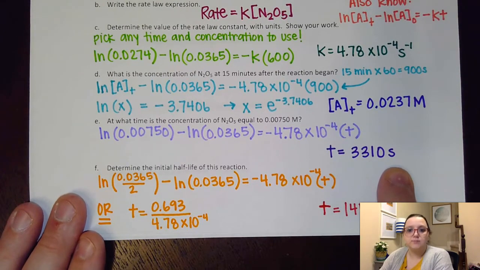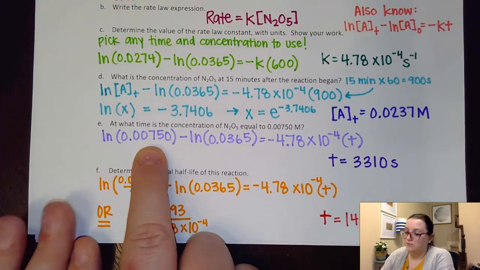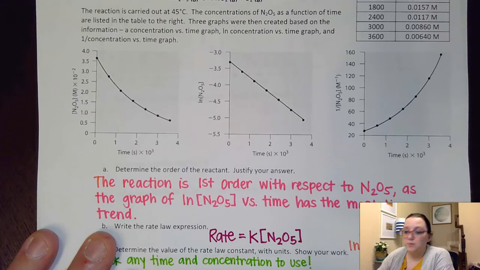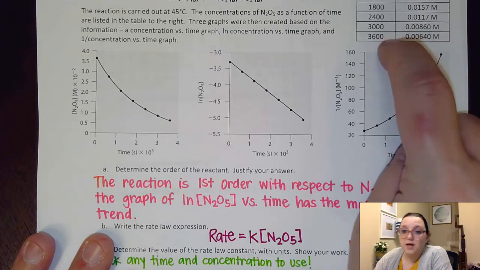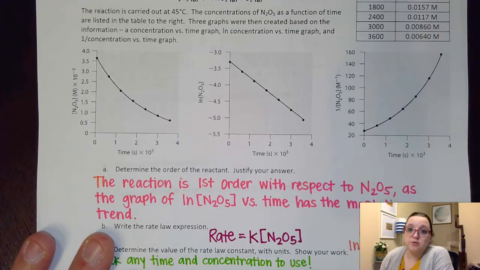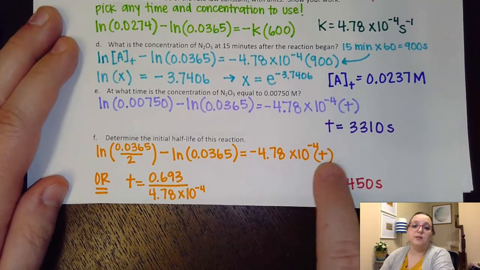Now again, I can ask myself if this makes sense. I see that 0.00750 falls somewhere between 0.00860 and 0.00640. So my time should be somewhere between 3,000 and 3,600 seconds, which in fact, lo and behold, it is.